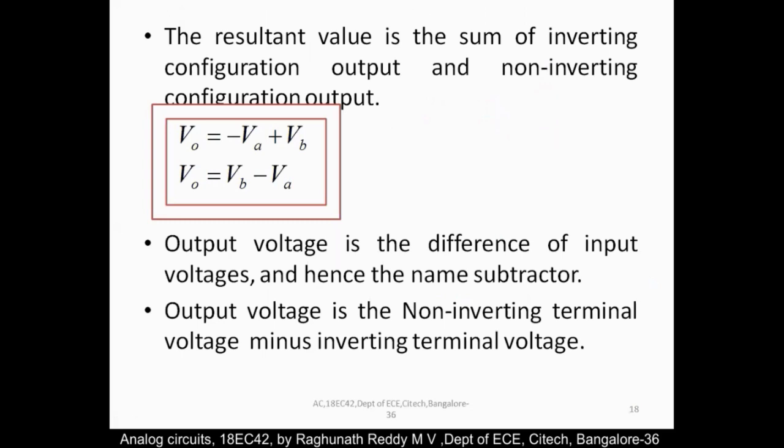The inverting configuration output is V0 equal to minus VA. This negative sign is due to VA being applied to the inverting input terminal. This plus sign is due to VB being applied to the non-inverting input terminal. So V0 equal to non-inverting terminal voltage VB minus inverting terminal voltage VA. It is the difference of the two voltages, which is why it is called a subtractor.